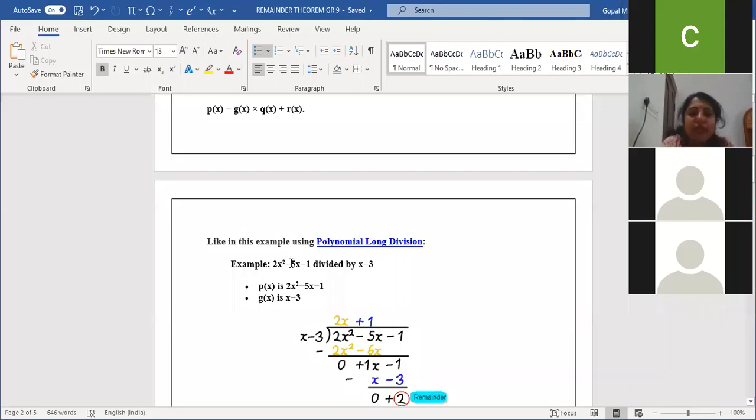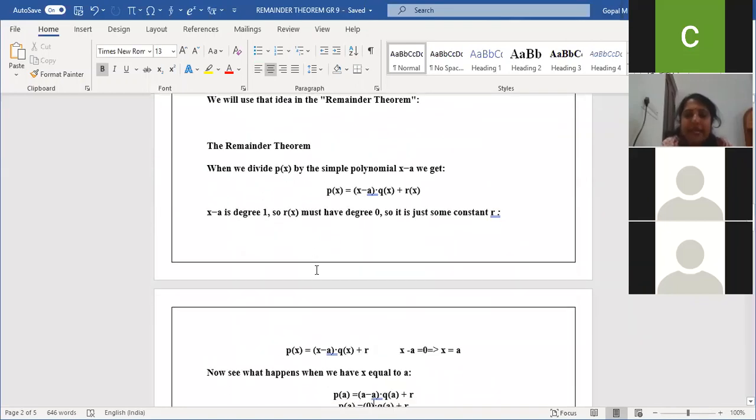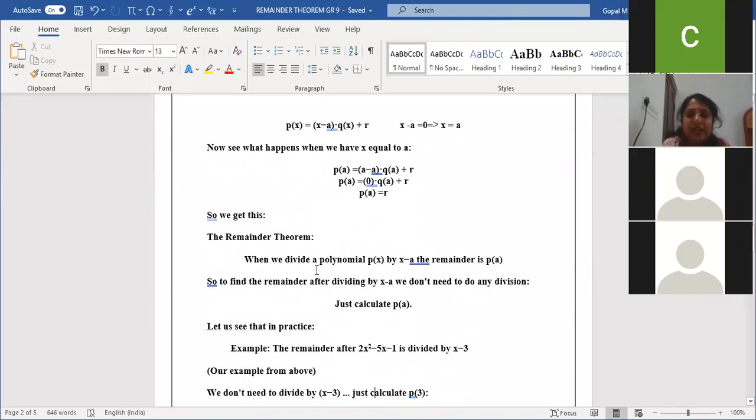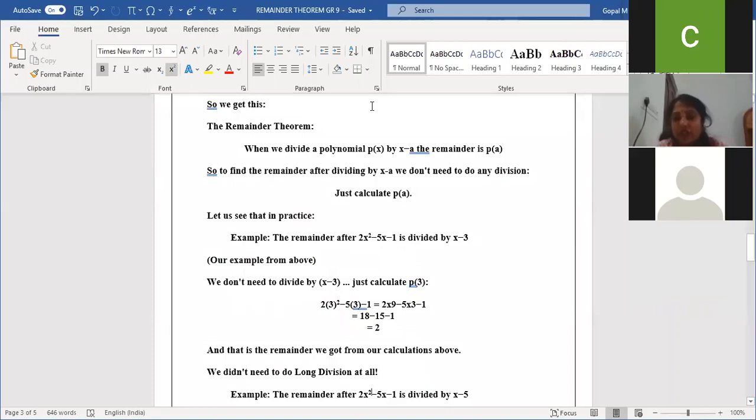And 2x square minus 5x minus 1 is the polynomial. Now I'm going to apply that 3 in the polynomial. We'll see whether we are getting remainder 2 or not. Okay, children? So the example: find the remainder when 2x square minus 5x minus 1 is divided by x minus 3. The same example I've taken. The previous one was the long division method, and now this one is by using the remainder theorem. Am I clear to you, children?